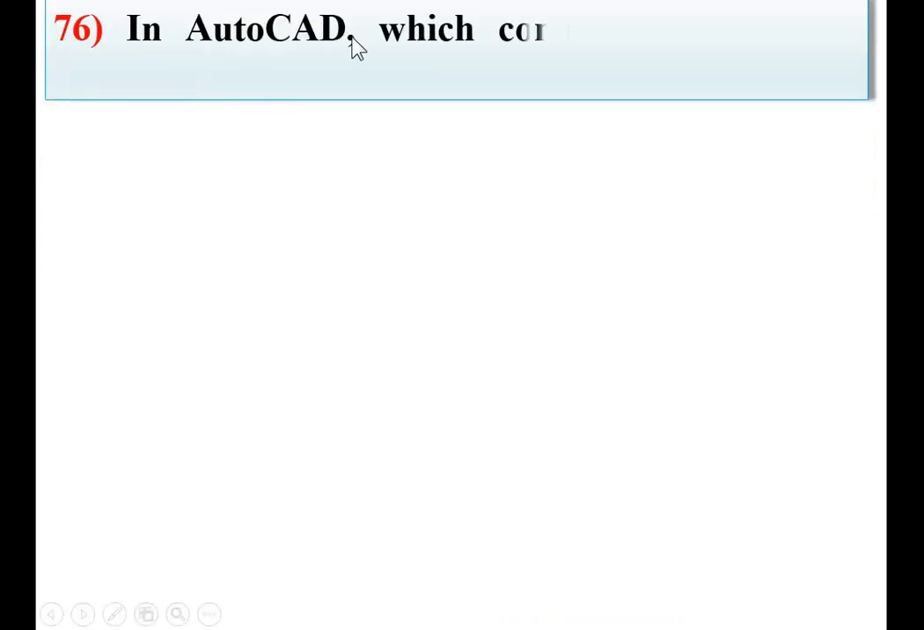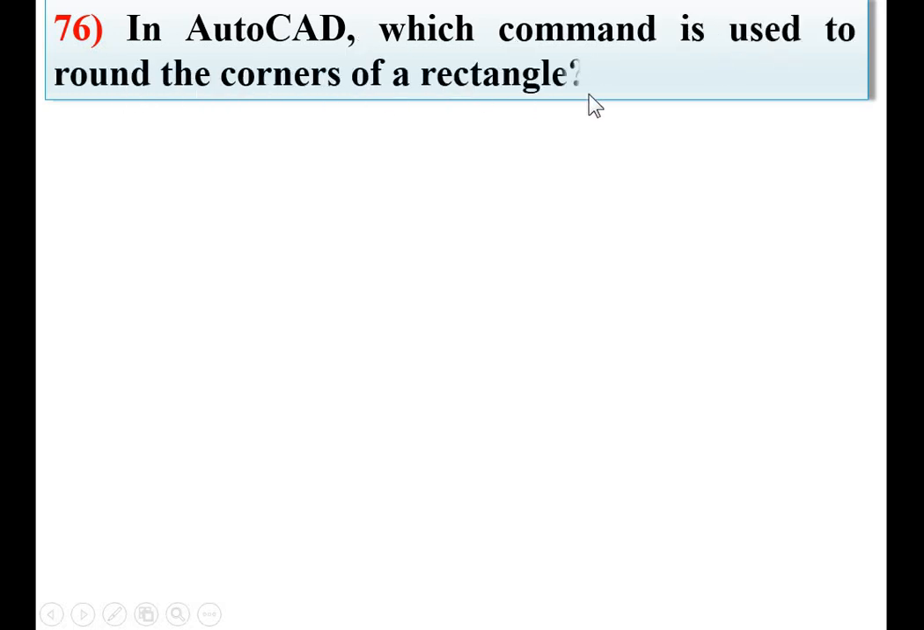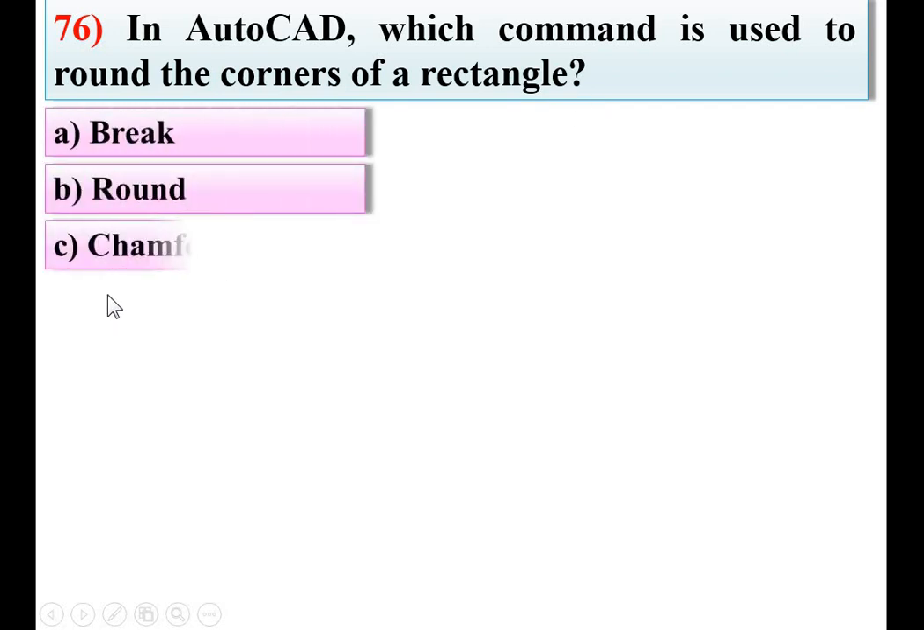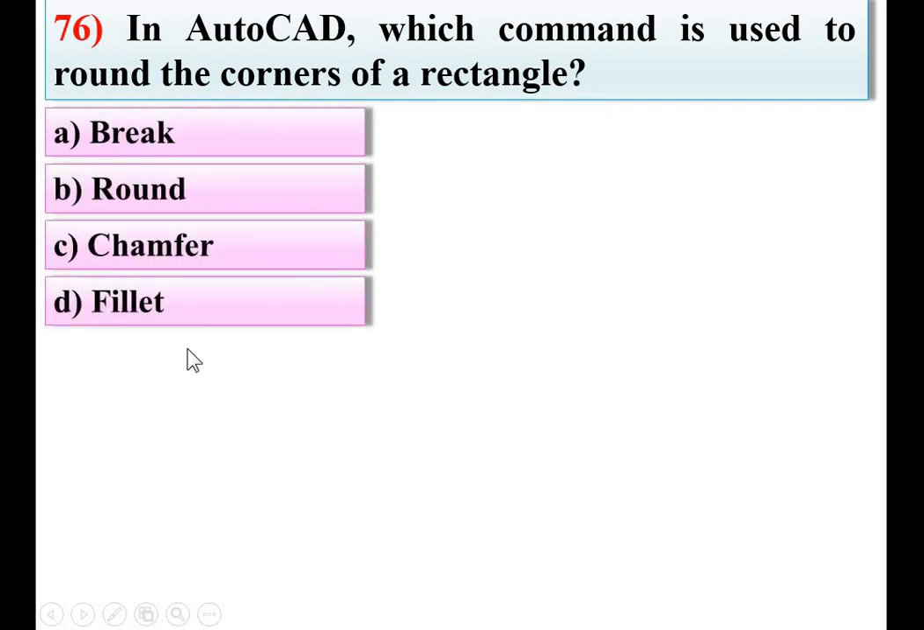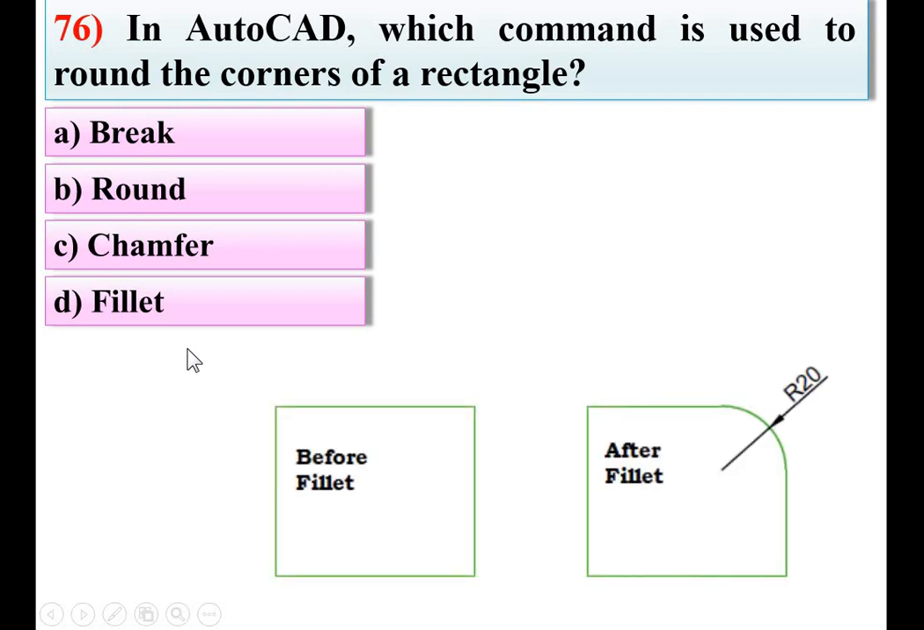Next, in AutoCAD, which command is used to round the corners of a rectangle? Option break, round, chamfer, fillet. So consider the figure. Before fillet, after fillet. Here you can understand that with the help of the fillet command, you will get the round corner. So D is the right answer.